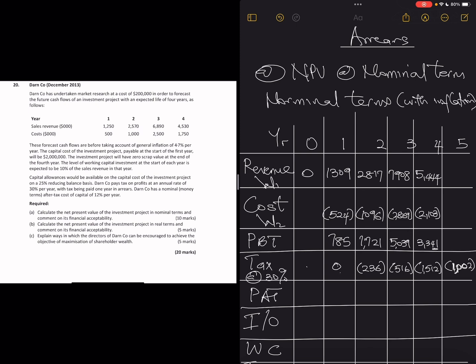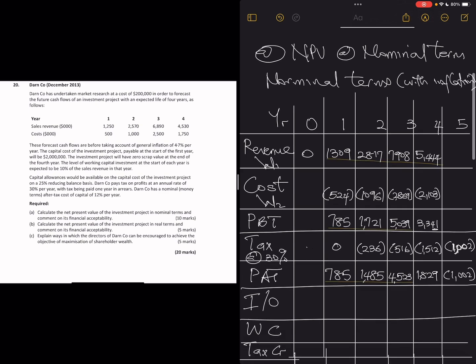Right. Now, what is profit after tax? That is profit before tax minus tax. So we have 785 here as net. Here we have 1721 minus 236. That's 1485. Then 5039 minus 516. That's 4523. Then 3341 minus 1512. That's 1829. Then this comes down to be 1002. So that's profit after tax. So we are done with P&L items.